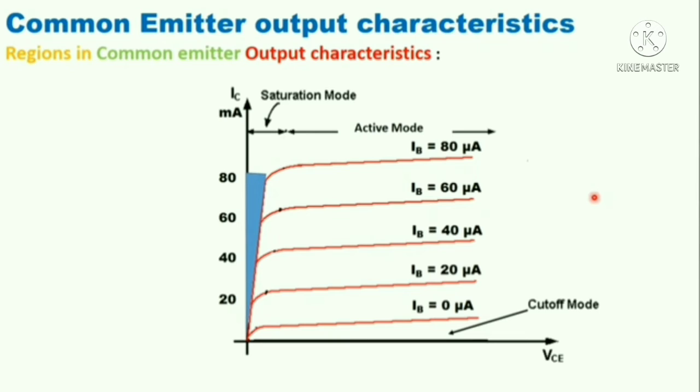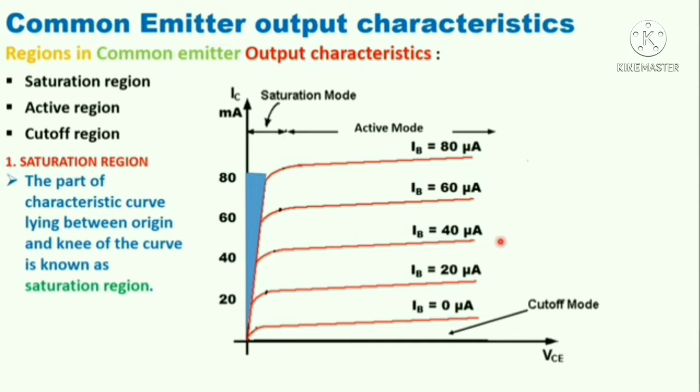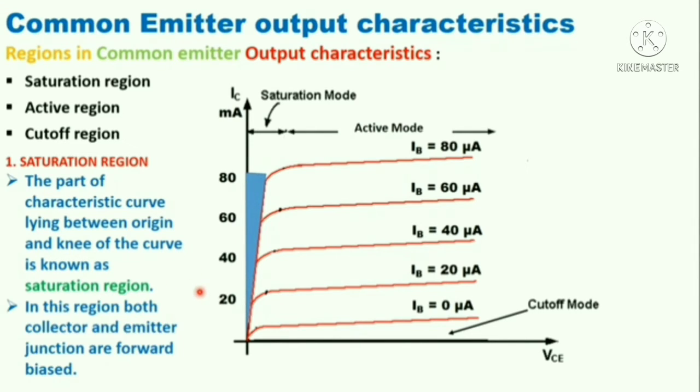While drawing these characteristics, we have considered NPN transistor. As you can see here, we have three regions. Number 1, saturation region; number 2, active region; and number 3, cutoff region. Number 1, saturation region. Part of characteristics curve lying between origin and knee of the curve is known as saturation region. These all are the knees of the curves, for which the constants are there. Between this origin and these knees is called saturation region. This blue region is showing the saturation region. In this region, both collector and emitter junctions are forward biased.